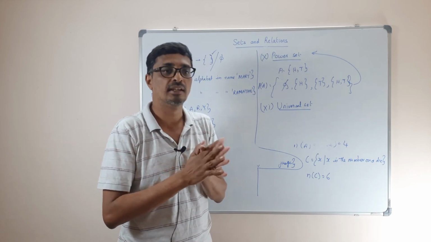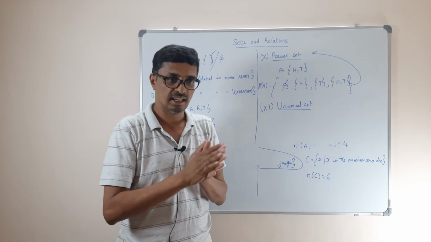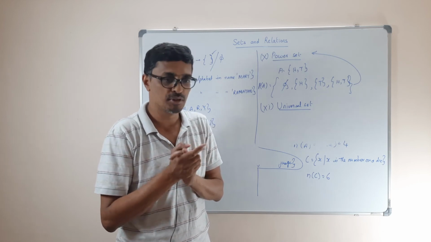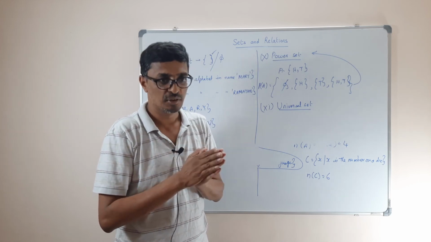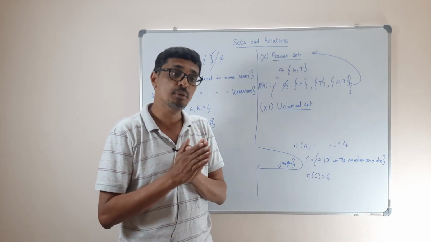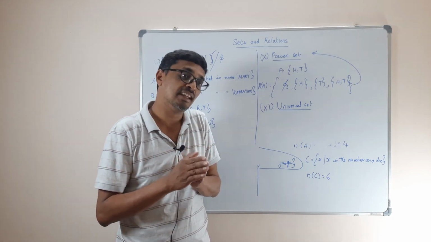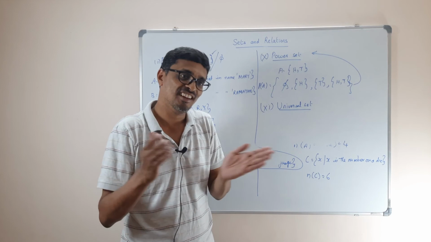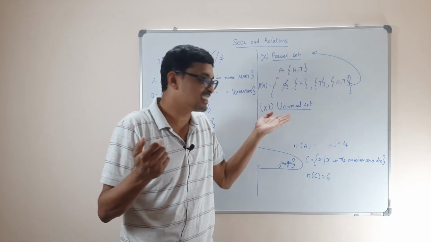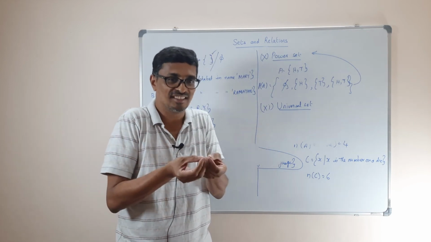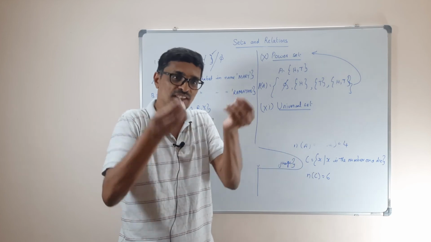Let me put a very nice example. You are dealing with rolling a die. The numbers you are getting, how many numbers will you get? 6. And there I can say the universal set is the integers, because all the die numbers are going to be within the integers.